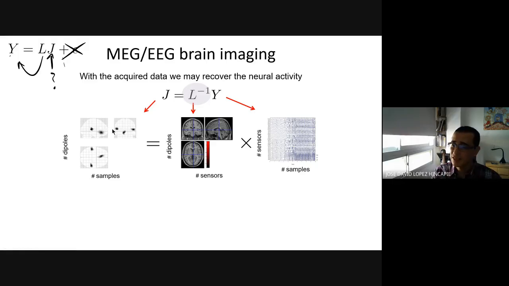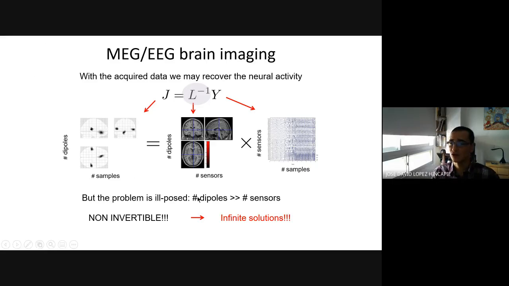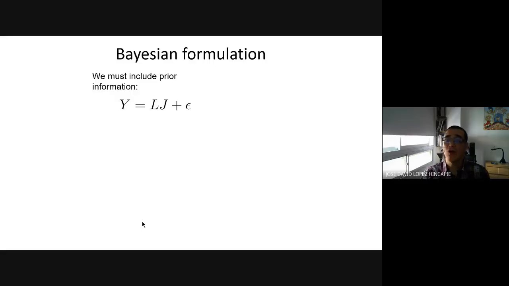The problem of this is that it is ill-posed. As I told you, you have thousands of dipoles and hundreds of sensors. So that matrix is not invertible. You have infinite solutions. So how can we solve that? We are going to solve that using the Bayesian formulation. In the Bayesian formulation, we have to include prior information.